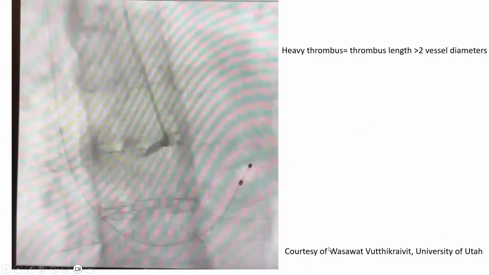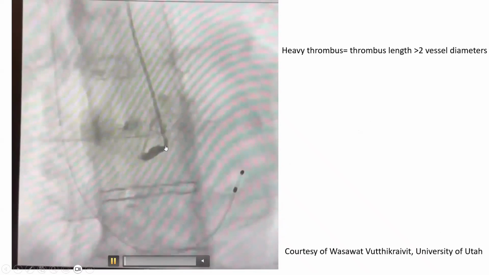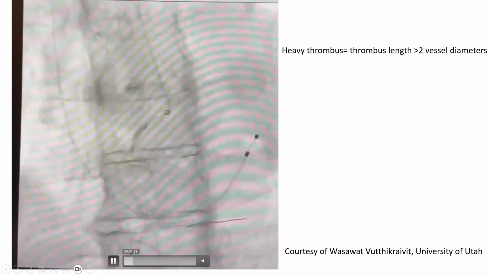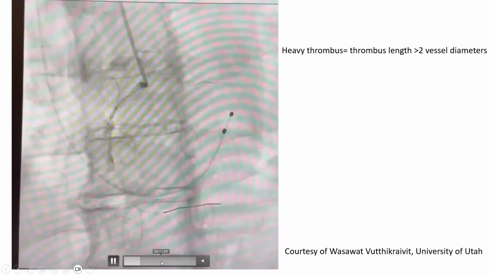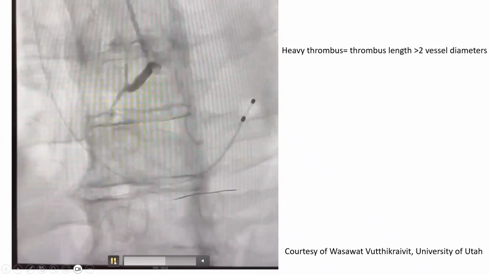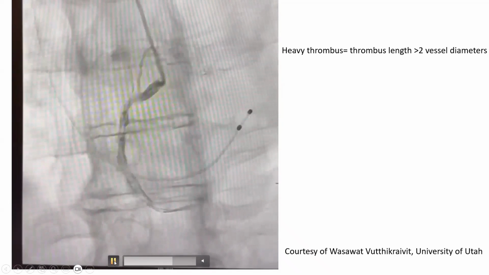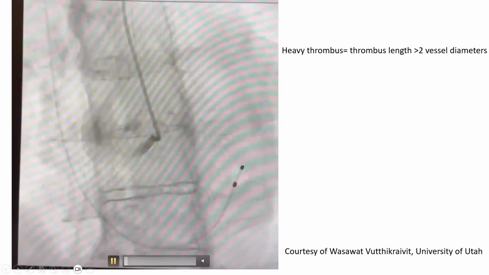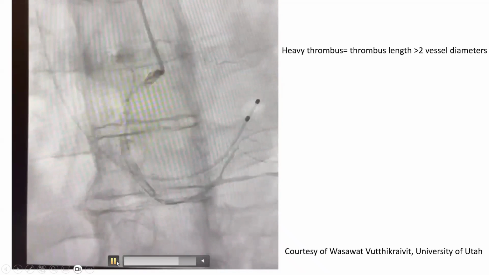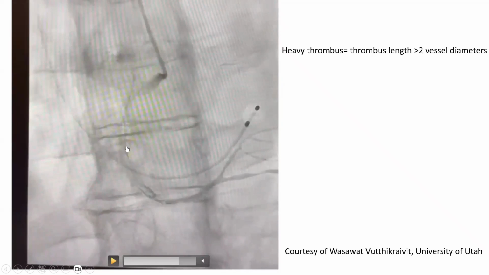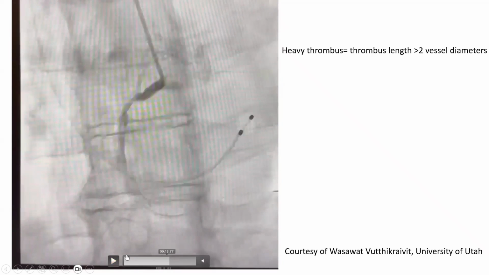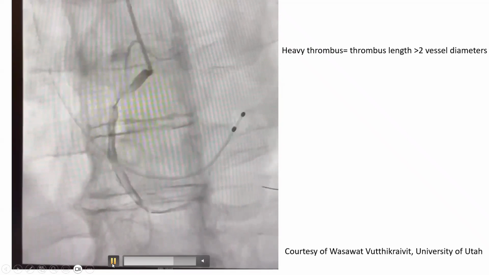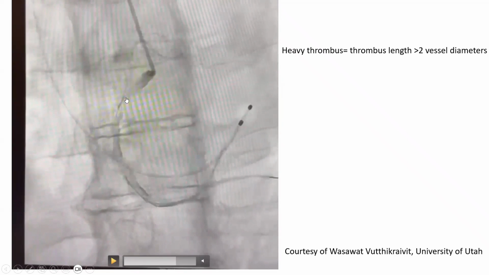This case was shared with me by my former great fellow Wasawat. This is a patient with inferior STEMI. After wiring and ballooning, they found that the patient has very heavy thrombus burden. And we define heavy thrombus burden as a thrombus length that is more than 2 times the vessel diameter. And in this case, you can see it's far longer than that. This is a thrombus from here all the way to there.